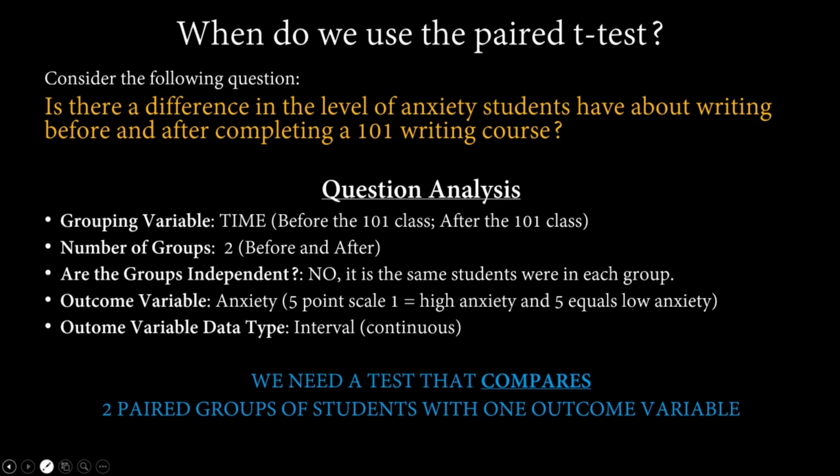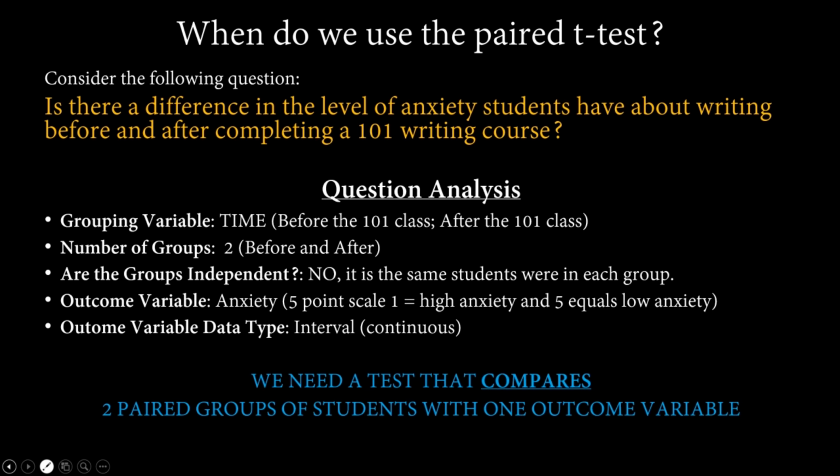So let's go through the analysis of this question. Do we have a grouping variable? Well, we do. In this case, we have time. We have before the class, that's one measure, and we have after the class, and that is the second measure. Number of groups: I have two groups, a before group and an after group.